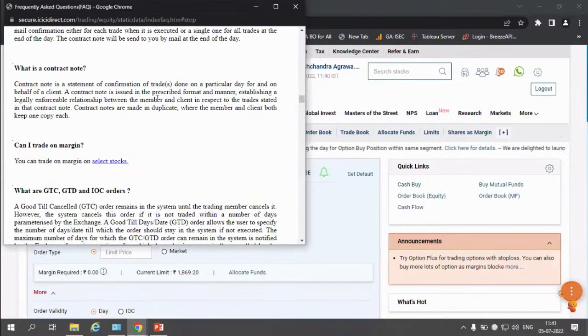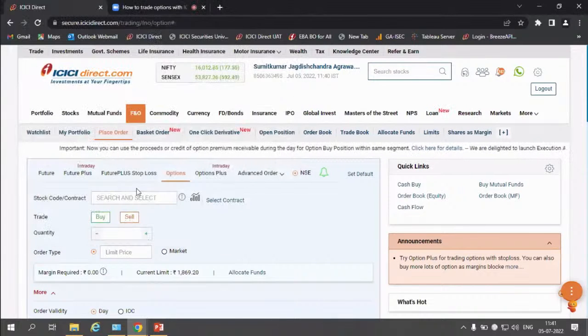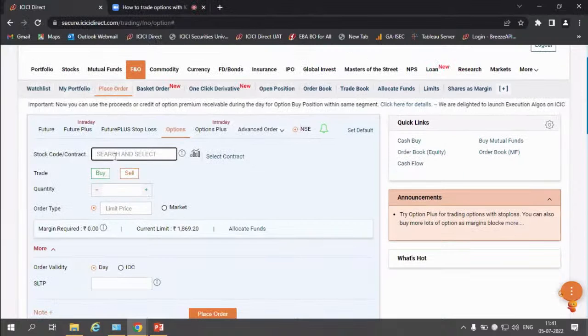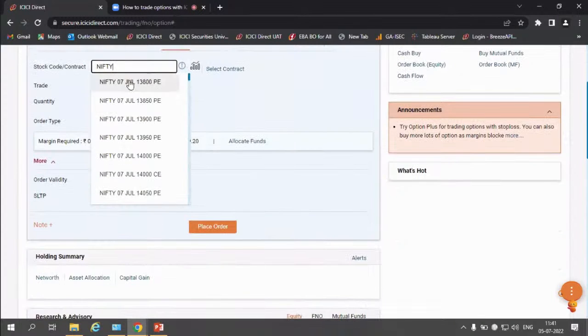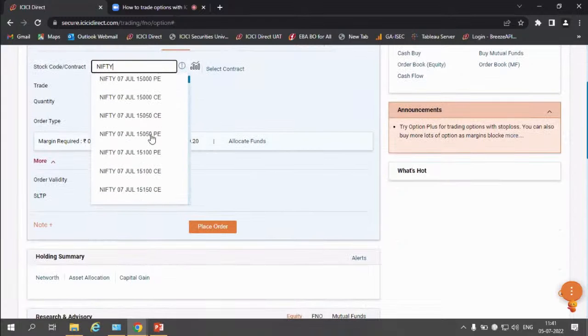But if you don't know how to use it, let me give you an example on this. So let me go here, NIFTY, Nifty 16,000.